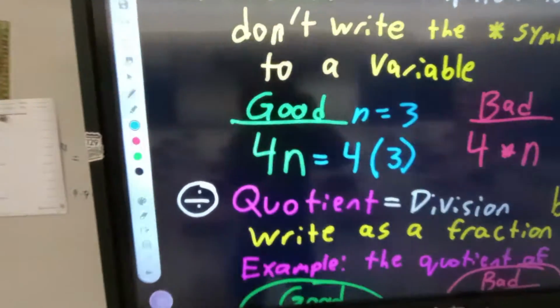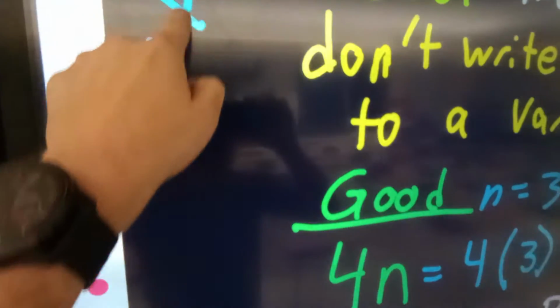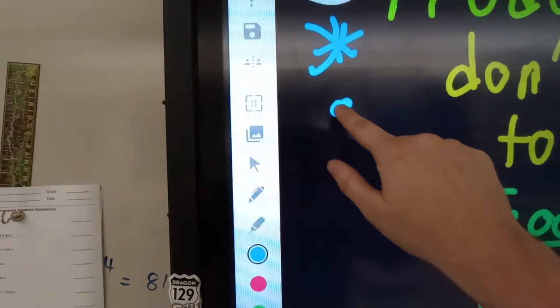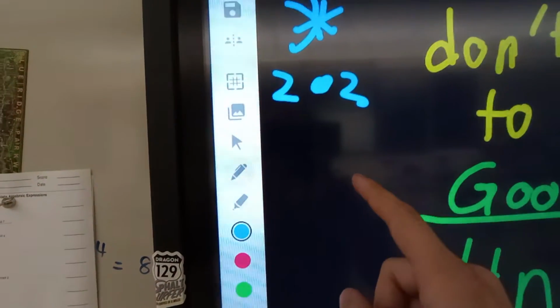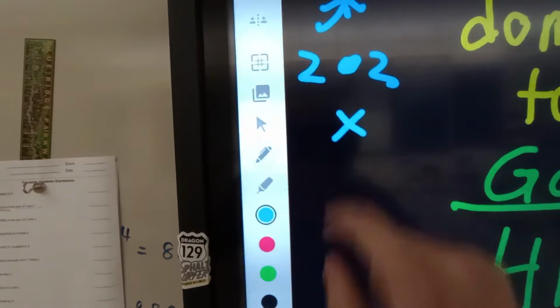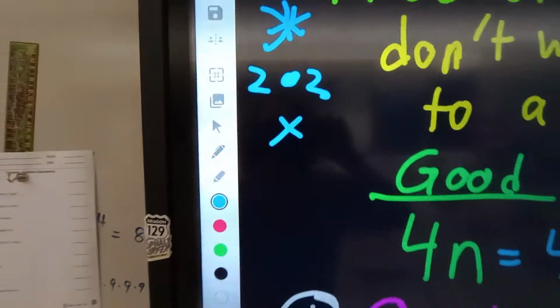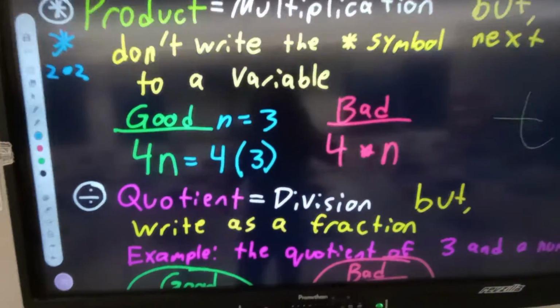Side note, for multiplication symbols, a good symbol to use is an asterisk, just an X with a plus sign in it. A dot is also good, so like 2 times 2, this is what we would use. But you cannot use an X anymore. That is because an X at this stage in our math journey means a variable, not the product.